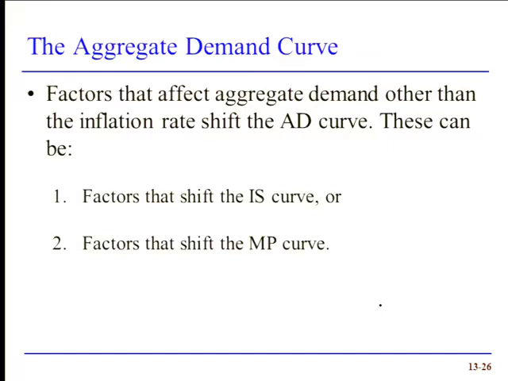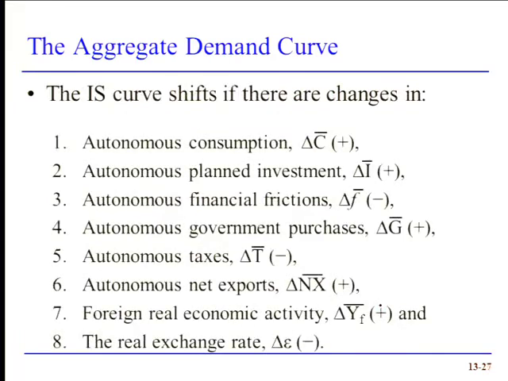When we constructed the aggregate demand curve, you saw that it depended upon the IS curve and the MP curve, which obviously means if you change the location of either the IS curve or the MP curve, or maybe both, you're also going to change the location of the aggregate demand curve. That is, a shift in the IS curve or a shift in the MP curve will also lead to a shift in the aggregate demand curve. So what shifts the IS curve?